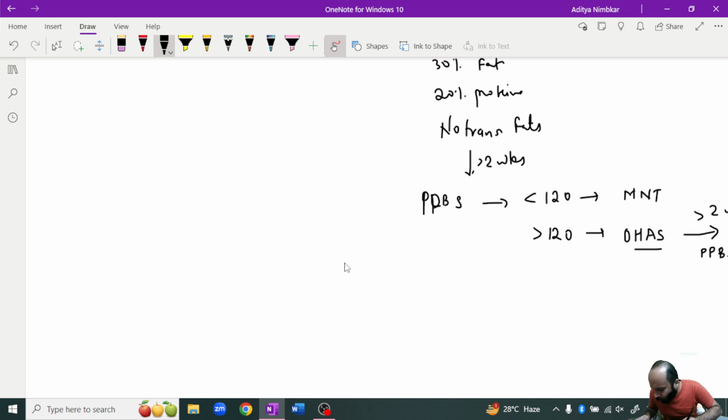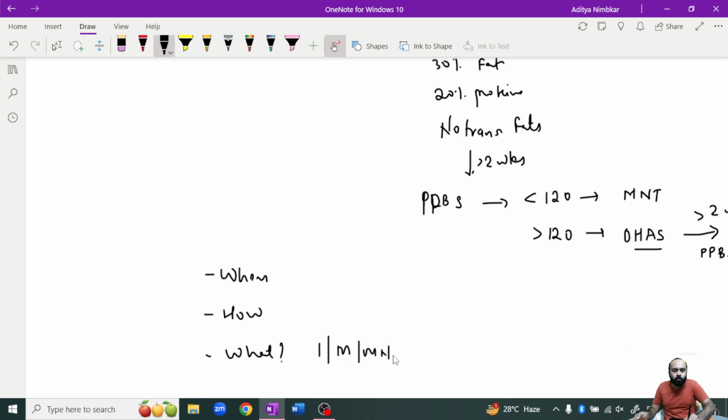Before that, I would want to tell you what other specific things you would ask in the history. You have asked about two things. The first question was, when was it diagnosed? How was it diagnosed? And now, what are you taking for it? Are you taking insulin or OHAs, metformin, or are you on MNT? So you would ask this.